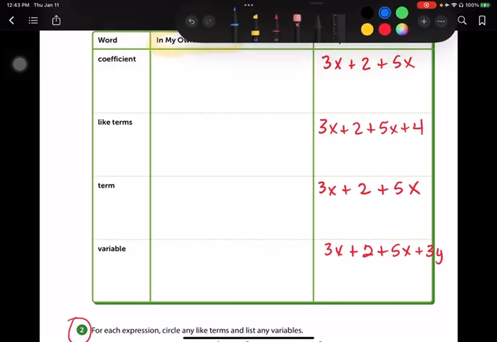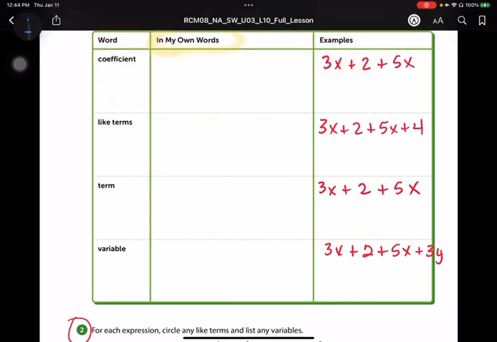Okay. So for the first part, where it says coefficient, in my own words, you should have had the number in front of the variable, or a number that is multiplied by a variable, either one. In the example that I gave you, 3 and 5 are the coefficients.